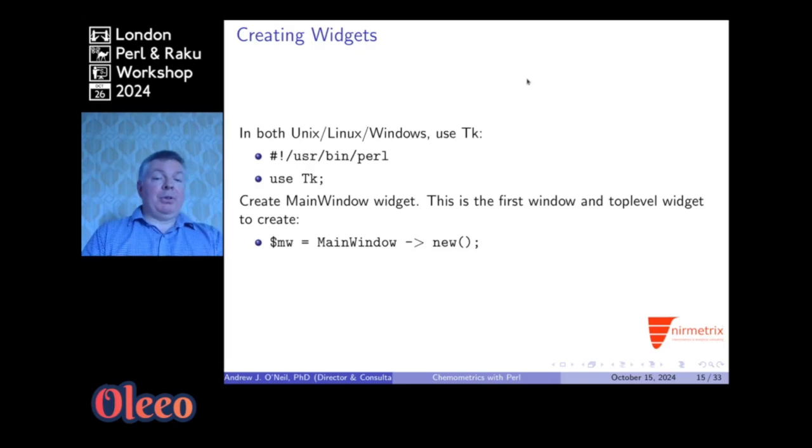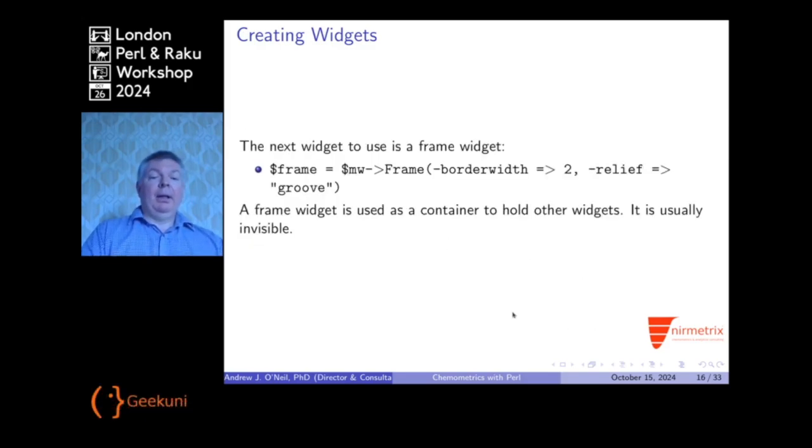So to create a widget, it's the usual shebang, #!/usr/bin/perl, use Tk, and then you have to create the main window widget, which is the first window, and it's the top level widget. So $mw = MainWindow->new, etc. The next widget that you'd have to create is a frame widget. So $frame = $mw->Frame. And that's the container to hold other widgets. It's usually invisible.